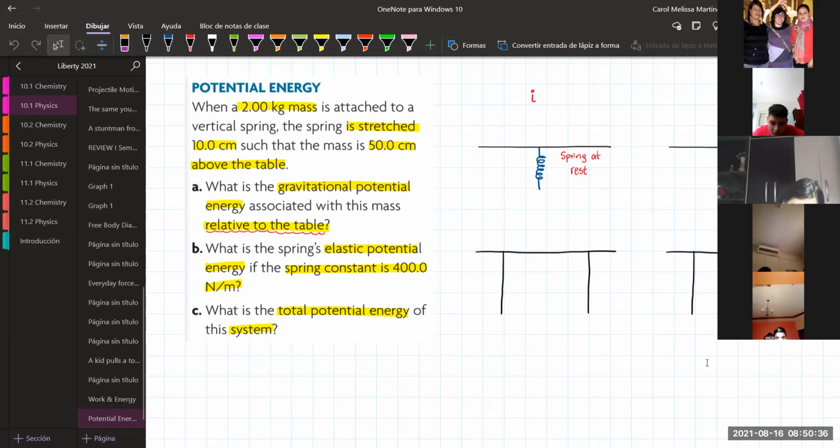Okay? So what happens when you put a mass in the end of the spring? What do you think is going to happen? What is going to happen to the spring? It's going to stretch. It's going to stretch. Okay?